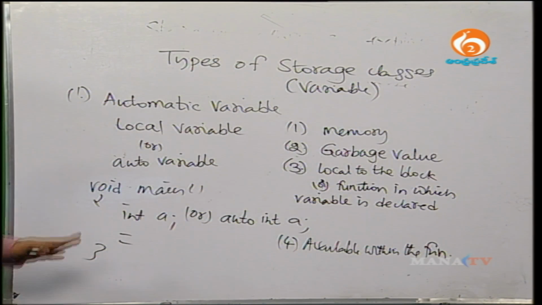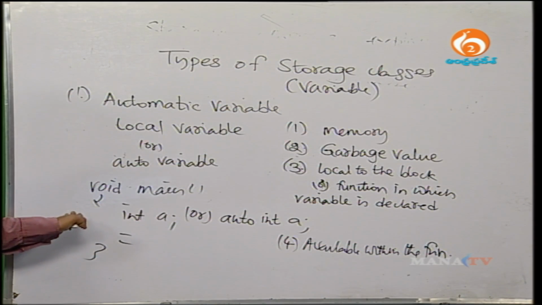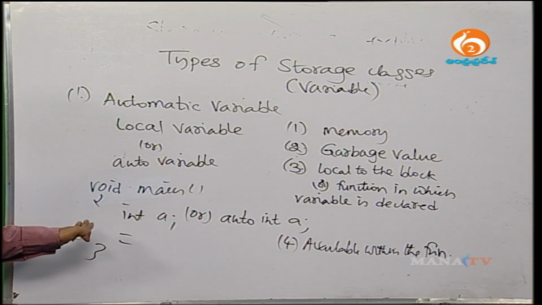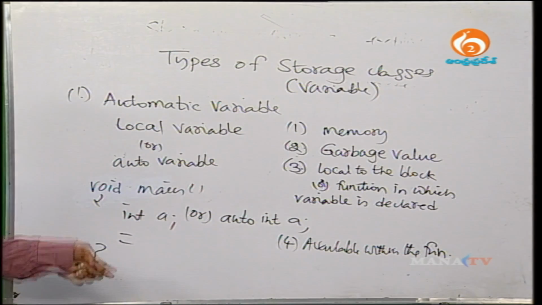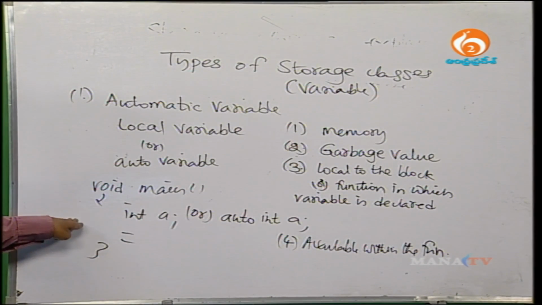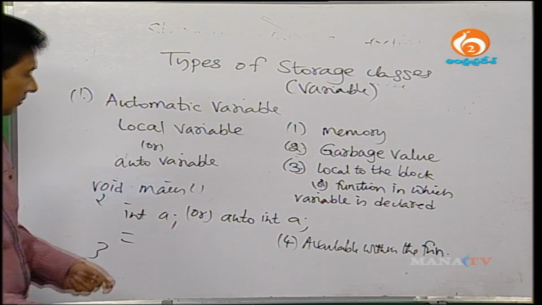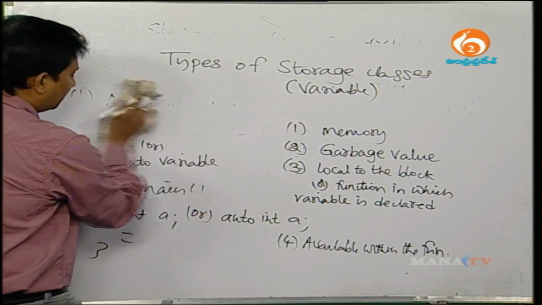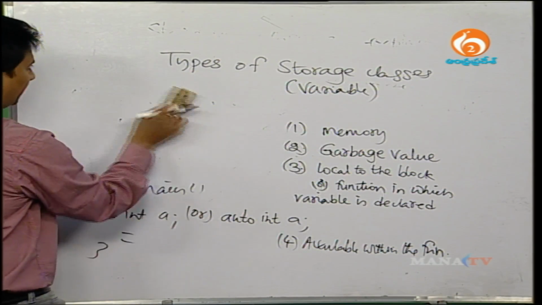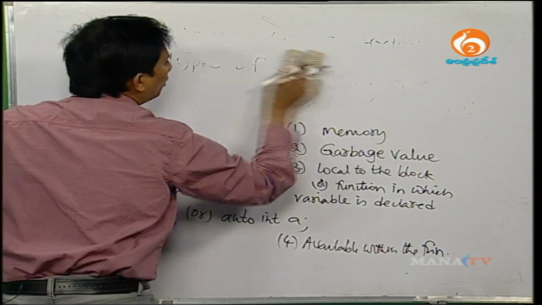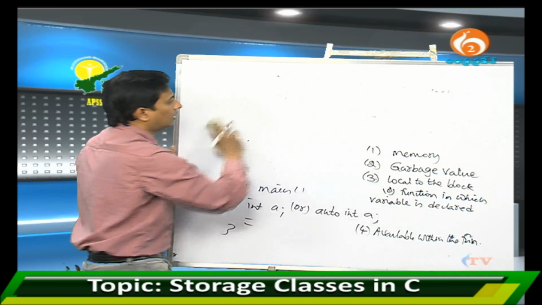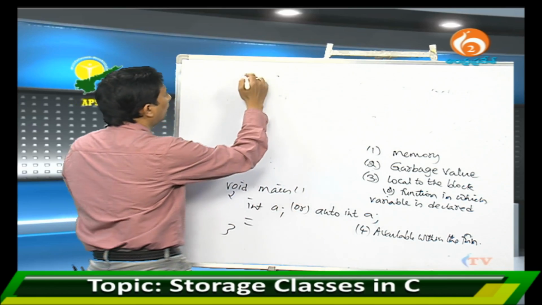A variable declared inside the function is called a local variable. They are not known to other functions. This local variable a is not known to other functions. We are talking about automatic variables or local variables now.